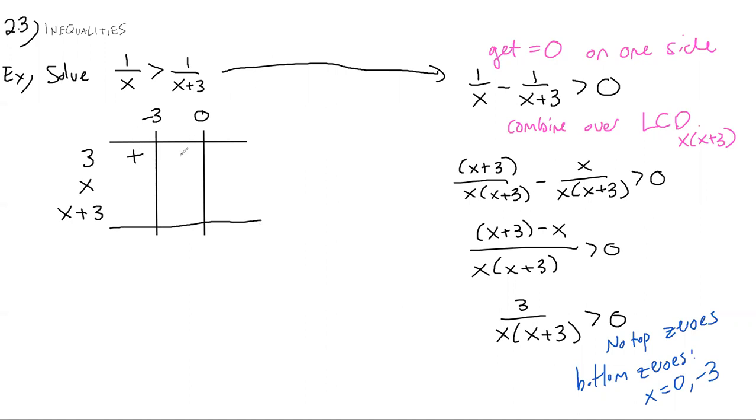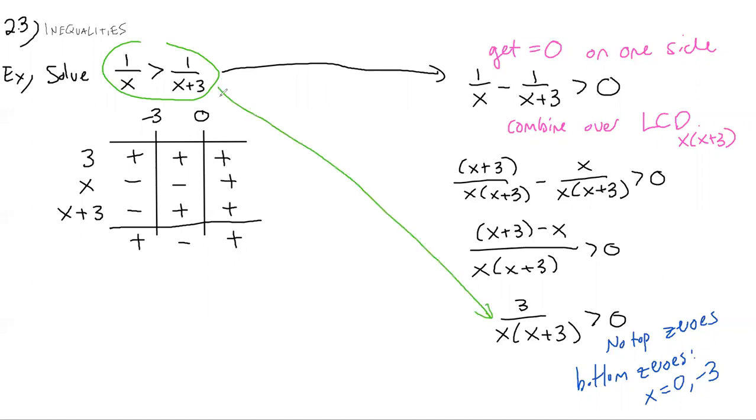And so 3 is always positive. X is negative until 0. And x plus 3 will be negative before -3 and positive after. And so we should get positive, negative, positive. And so basically the idea here is that this inequality is the exact same thing as this inequality. So greater than 0 means positives, and that should give me my solution set.